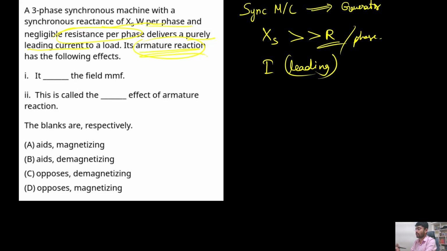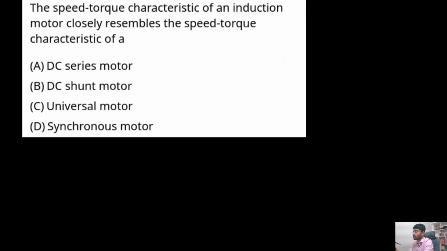So what is the armature reaction? Whenever a generator is providing a leading current, it has a magnetizing effect. Whenever there is magnetization, it aids the magnetic field mmf, and it is called the magnetization effect of the armature reaction. So which of the options are correct? Option A means aids the mmf and it causes the magnetization effect. So option A is the correct answer.